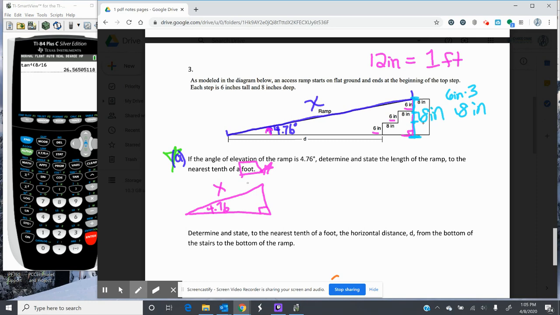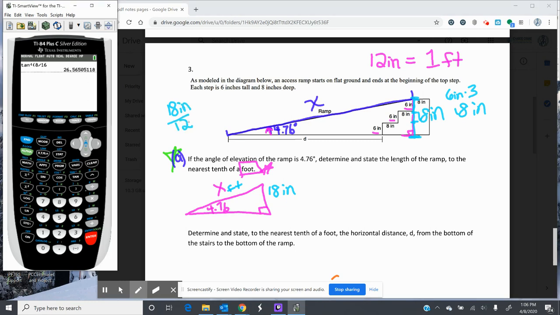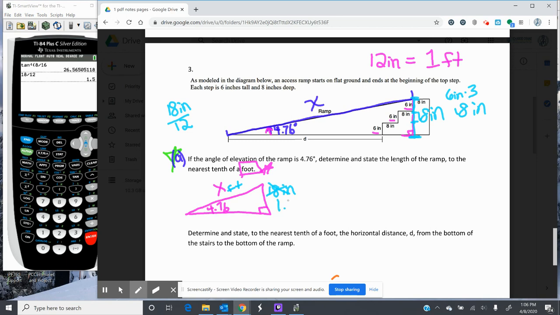But again, if we want to be finding this in feet, we don't want 18 inches. We want to convert that into feet. So 18 inches divided by 12, there's 12 inches per foot, so we do division. 18 divided by 12 gives us a smaller unit, which will be 1.5.